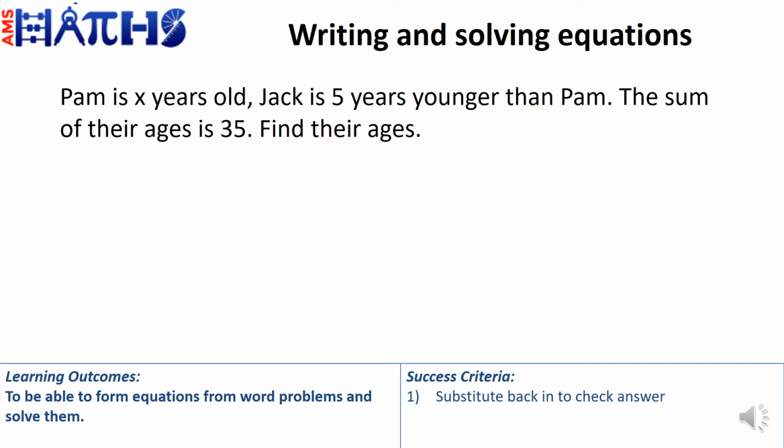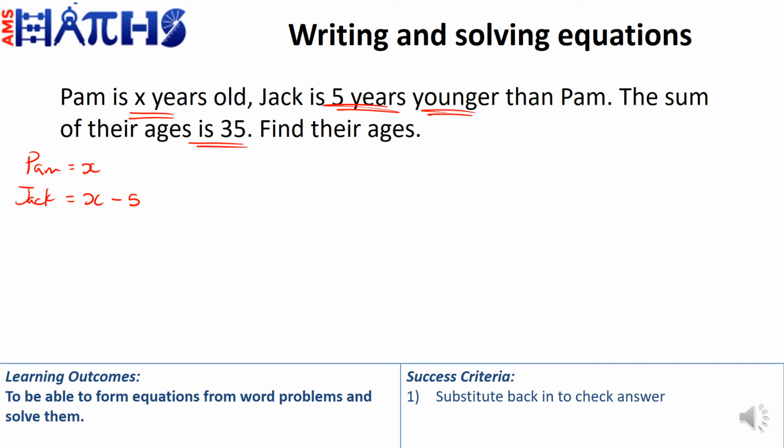Okay, it says Pam is X years old. Jack is 5 years younger than Pam. The sum of their ages is 35. We need to find their ages. So it's 5 years younger, and the sum of their ages is 35. We need to work out their ages. So just make a note. Pam is X years old. And then Jack is 5 years younger. So it would be Pam's age minus 5 for Jack to be 5 years younger.